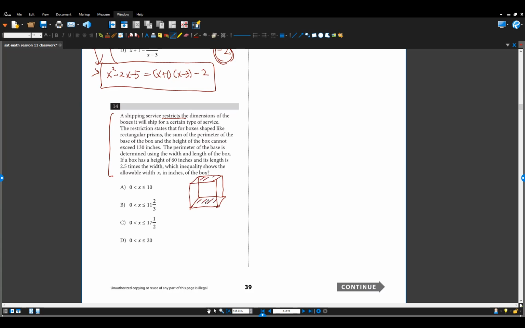Rectangular prism over here. All right. The sum of the perimeter of the base and the height of the box. Maybe you can use h for the height of the box. Okay, it cannot exceed what? 130. So the perimeter of the base plus height cannot be more than 130 inches. That is one of the restrictions.